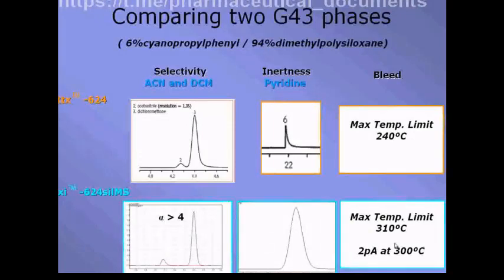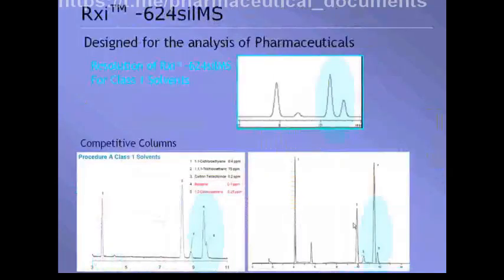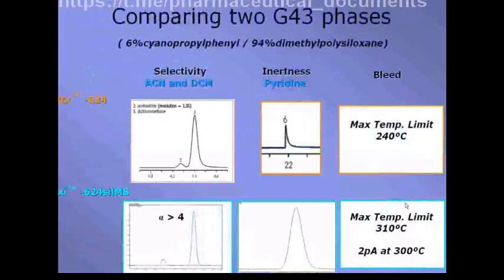And also, the RXI 624 SIL-MS has much lower bleed, so it's actually a mass spec column. This is not necessarily important here in this analysis, but it is important if you want to move this column into other areas of pharmaceutical analysis. You have a bakeout, the max temperature limit is about 310 degrees C, very little bleed, 2 picoamps at 300 degrees C, so it's actually a high thermal stability column as well.